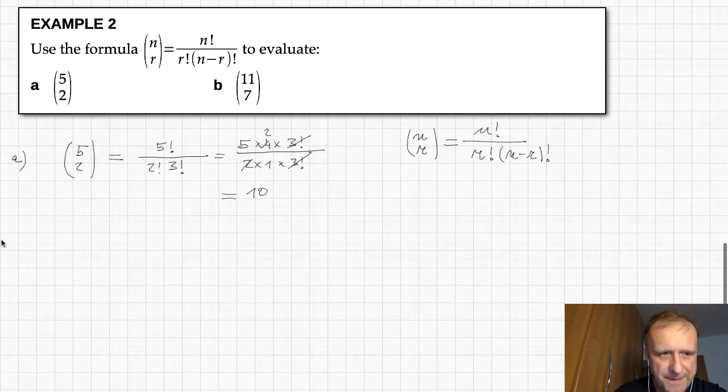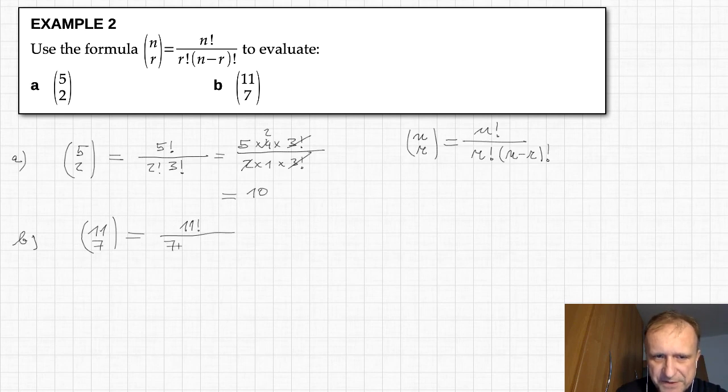Now in part B, we have 11 choose 7. So according to the definition, n is 11, so we have 11 factorial over 7 factorial, this number r here, times, and we should have n minus r. So 11 minus 7, well, it should be 4, so there is 4 factorial.